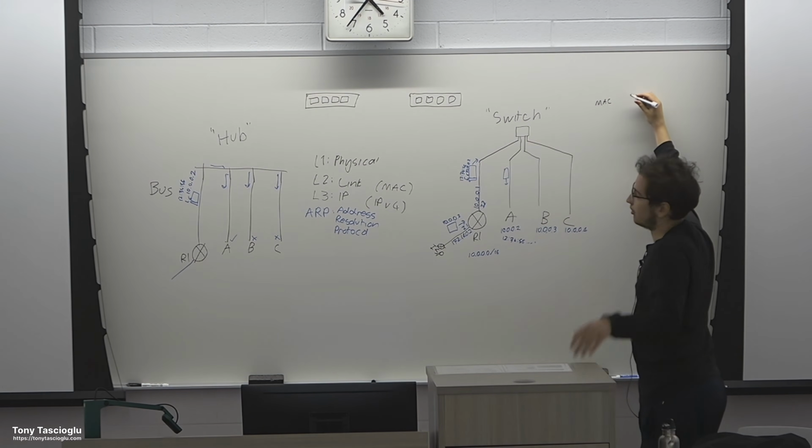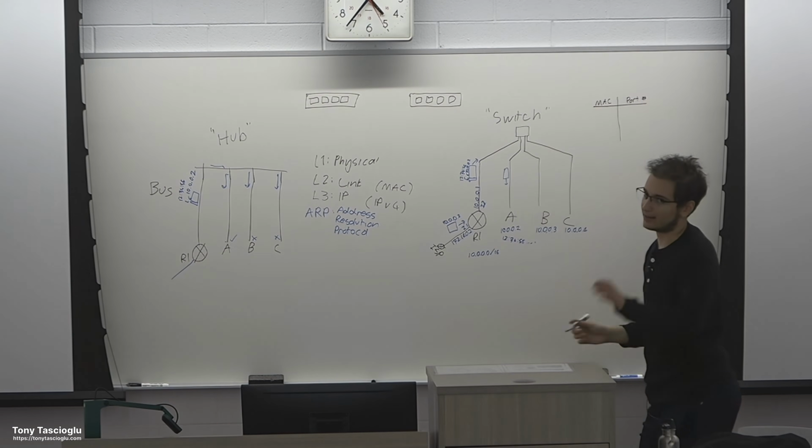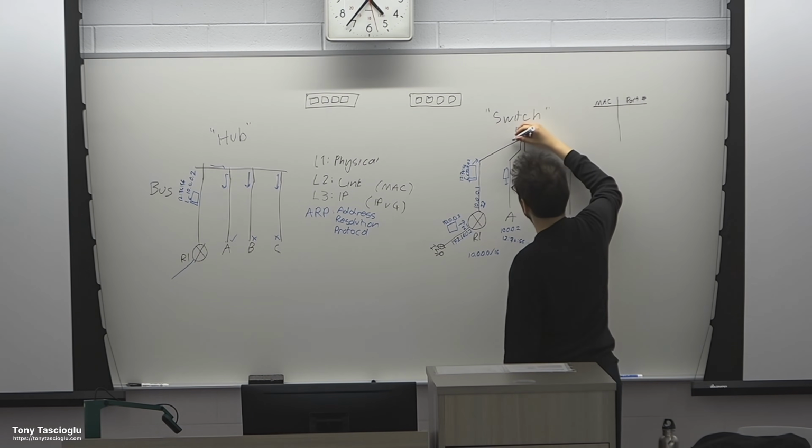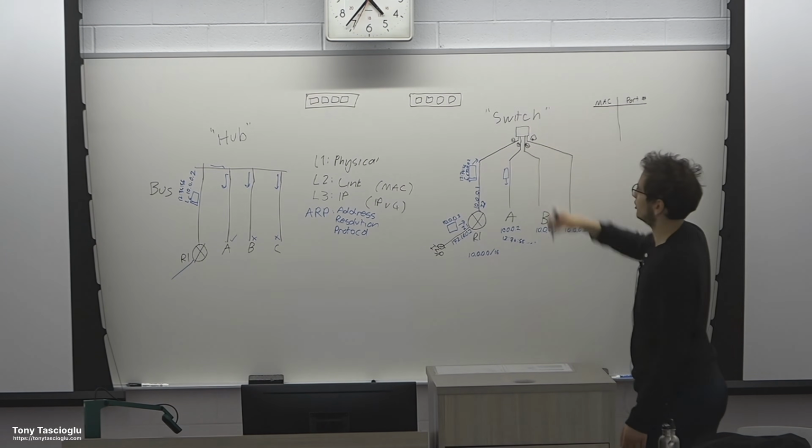Of course, it makes a difference when you're programming it, and I should clarify that this is a physical port number, not like a TCP or UDP port number. So it's like an interface. So let's say this is 1, 2, 3, and 4 on the switch.